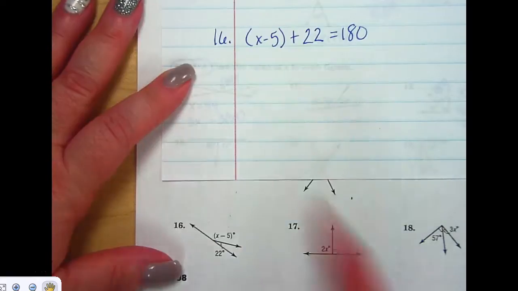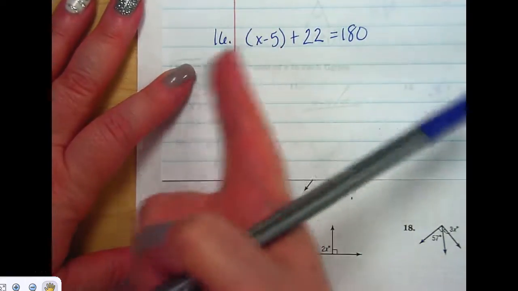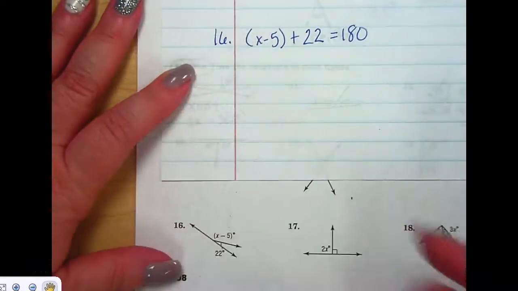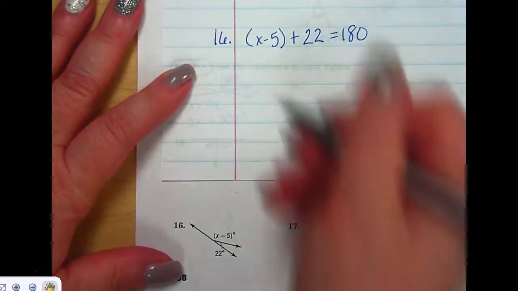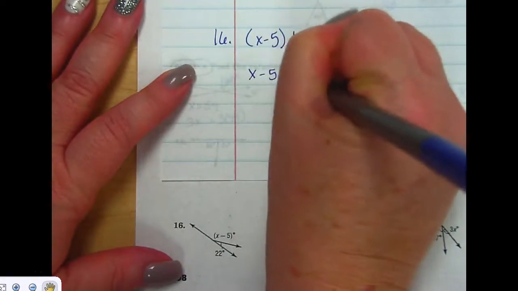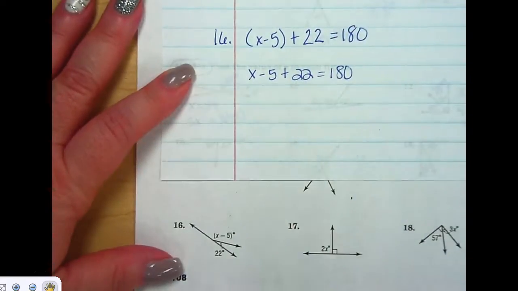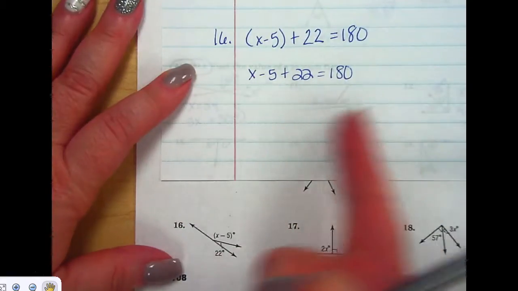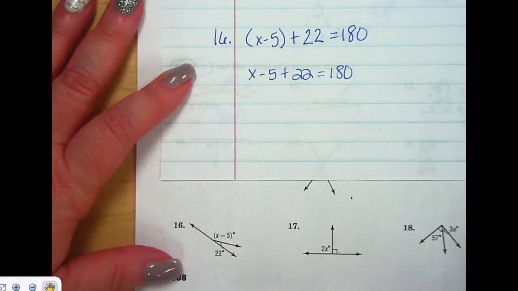Okay, so there's no math I can do inside. Is there any distributing or anything I need to do? No, so can I just get rid of the parentheses? Yes. X minus 5 plus 22 equals 180. All right, so do I just start moving things, or do I have some combined like terms I need to do here?